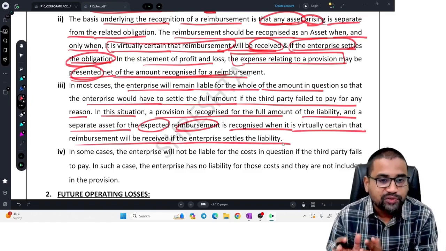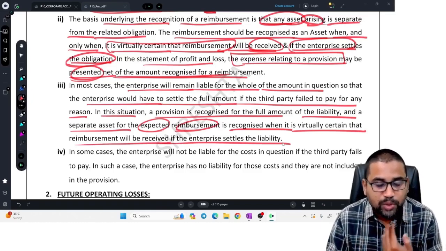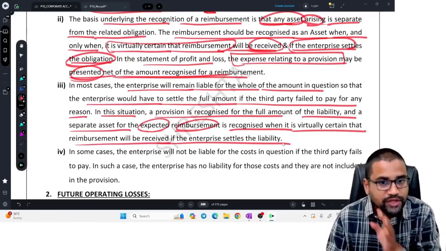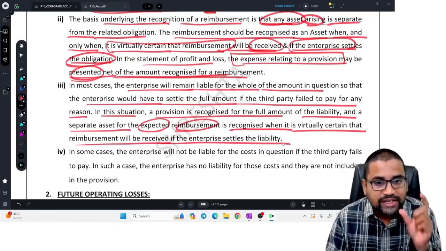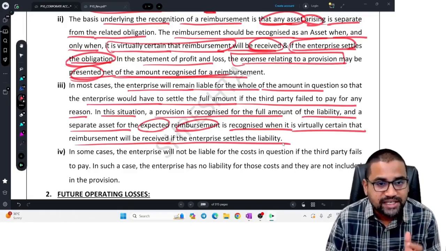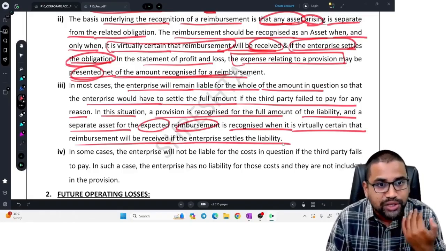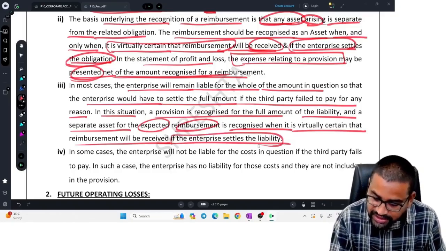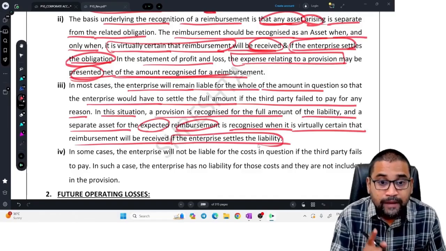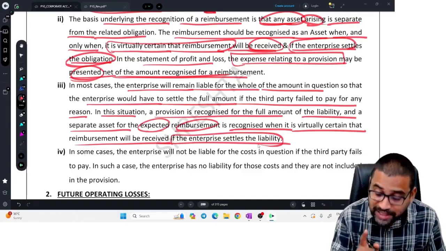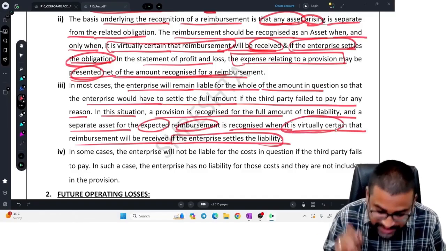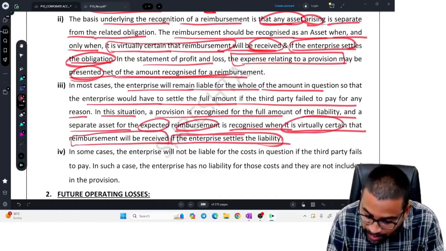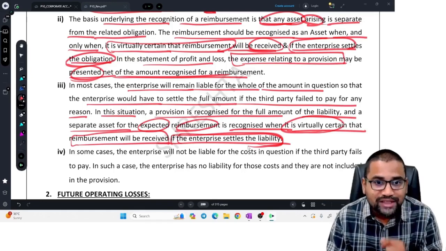So we create a provision. We don't know whether the amount will come or not, we are not sure, but we are expecting that some amount is going to be received. Therefore, create a full provision, and this reimbursement amount you recognize as an asset only when it is virtually certain that you are going to receive it, and if the enterprise settles the liability. Remember, you have to recognize the reimbursement amount as an asset only if it is virtually certain that reimbursement will be received, and if the enterprise settles the liability. You have to settle the liability.